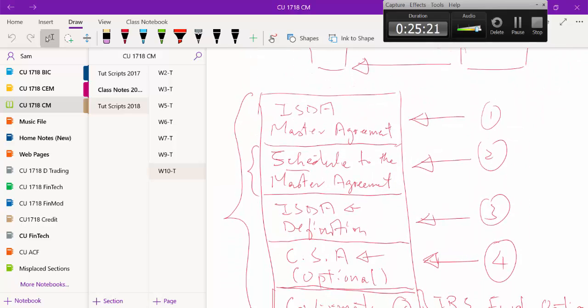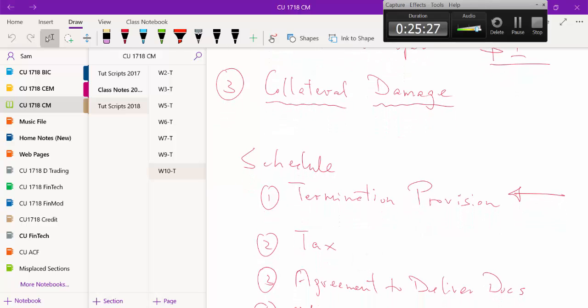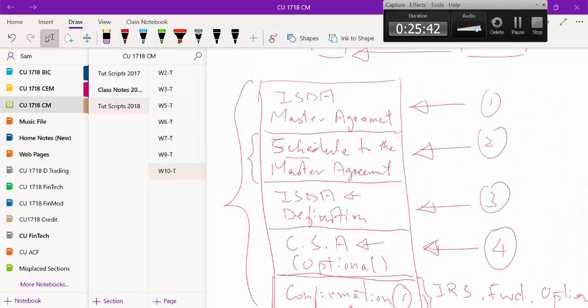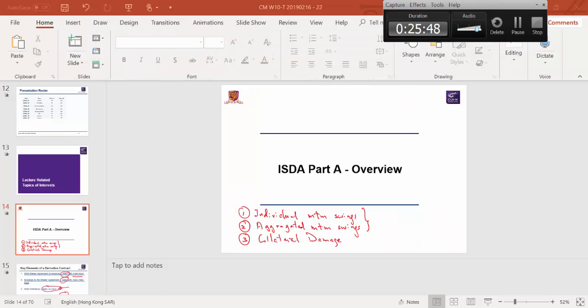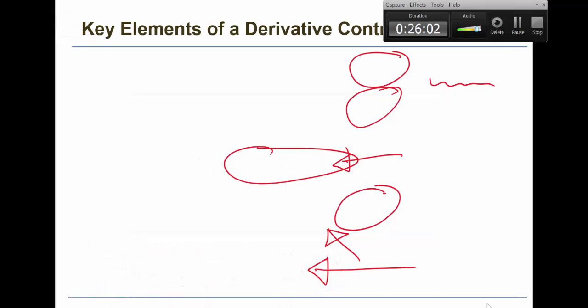Now, I want to come to the third element, which is what I call collateral damage. You're not going to find this in a textbook. It's just my description. Okay. Before I come to this, I do want to just show you what an ISDA agreement actually looks like, because it's all very well to talk about these things in the abstract, but I should show you what it looks like.